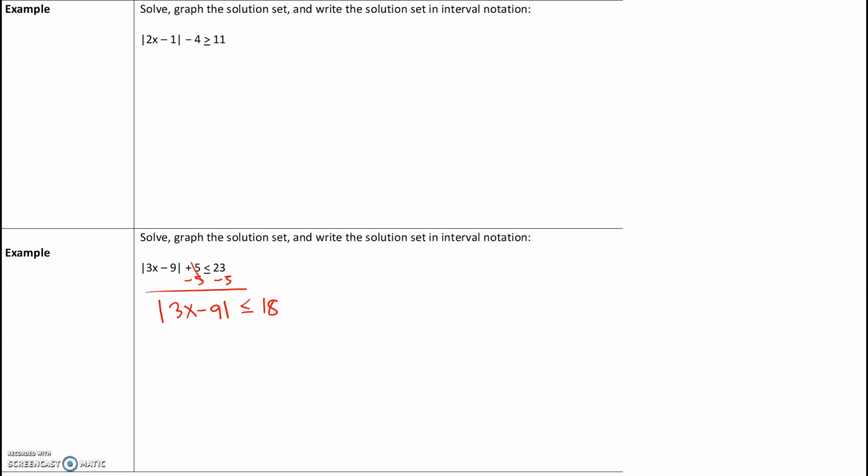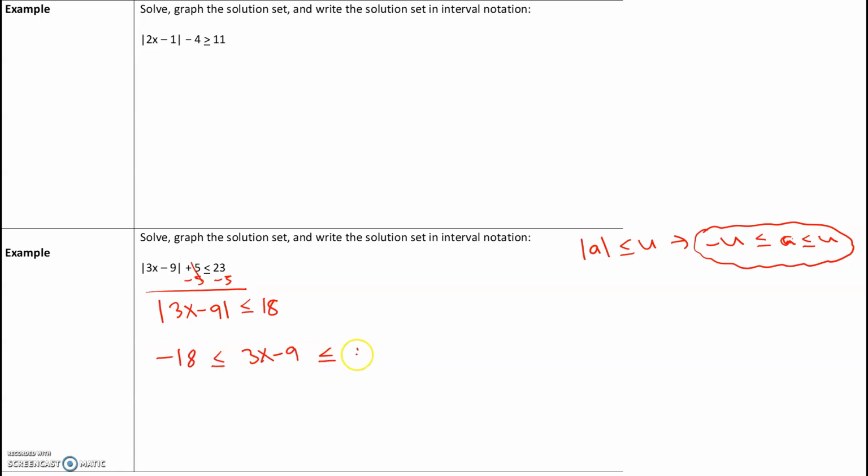Now remember, the setup when you have this case, when you have the absolute value of a less than, or in this case less than or equal to u, the setup is going to be like this: negative u less than or equal to a, which is less than or equal to positive u. That's going to be our setup. So in this case, our u value is 18. So when we set this up, we have negative 18 less than or equal to 3x minus 9, and that's less than or equal to positive 18.